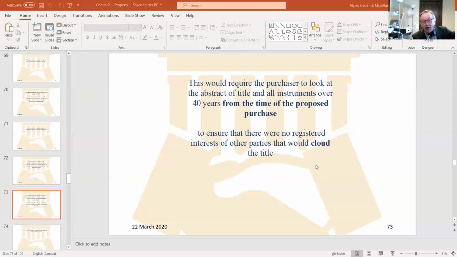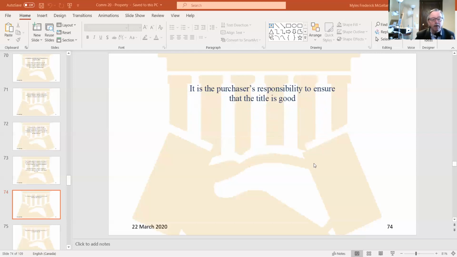This is not a cloud as in, basically we're recording everything in the cloud for the purposes of storage of electronic transmissions, what have you, or internet transmissions. That's not the cloud we're talking about. We're talking a cloud as in something that muddies the title, all right? It is the purchaser's responsibility to ensure that the title is good. So if I enter into an agreement of purchase and sale with a vendor to close the purchase of a house at the end of April, then it's my obligation to in fact search the title to make sure that it's good, so that I'm looking to make sure that there are no clouds on the title.